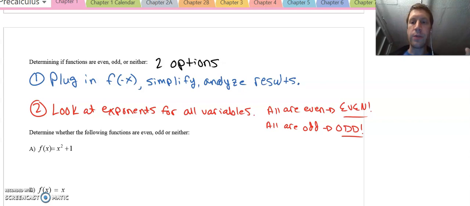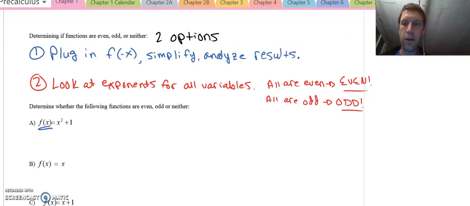So there's 2 options for testing to see if you have an even function, an odd function, or neither. Most functions are actually neither in reality. So what you want to do, you're given f of x for all these. You want to plug in f of negative x, simplify it, and then analyze the results. If you have the exact same function you started with, then it's even. If you're the opposite of the function you started with, then it's odd. And if it's neither of those 2, then it's neither.